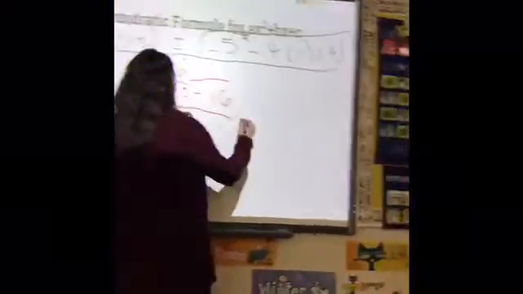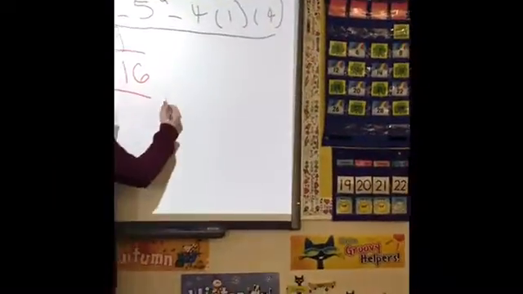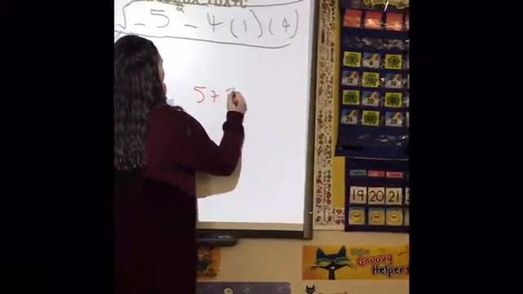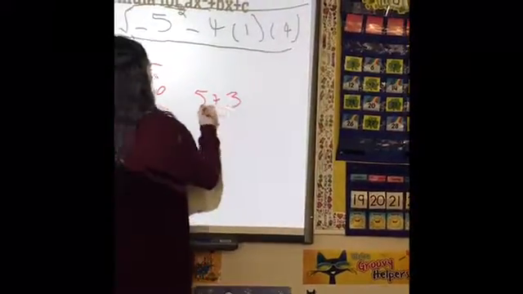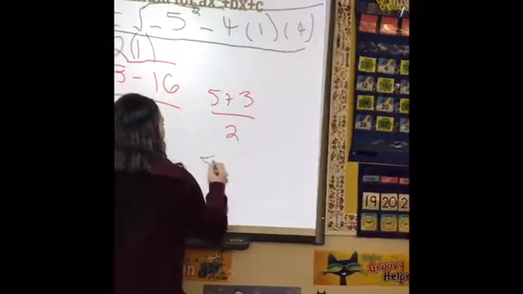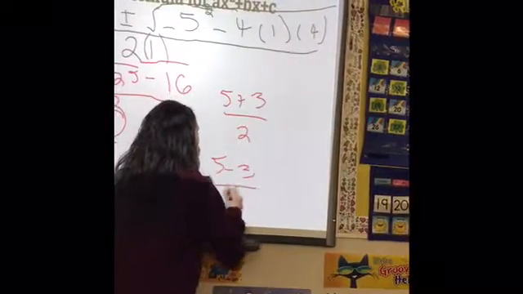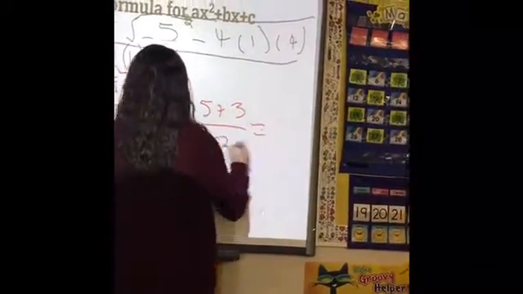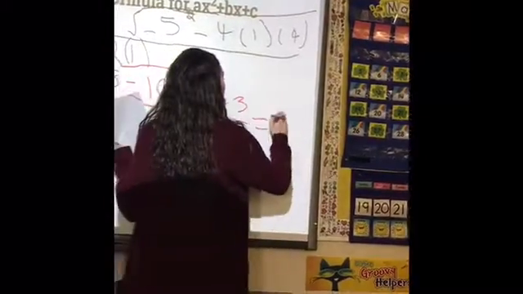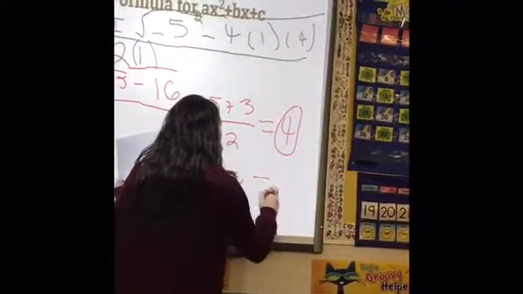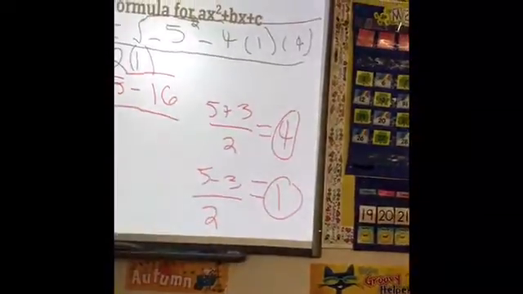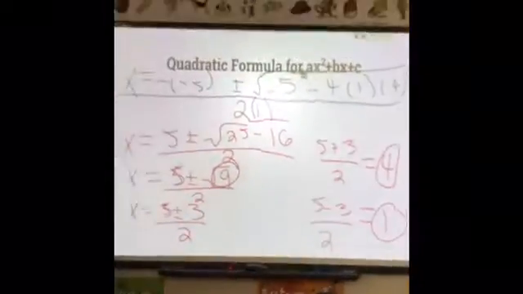So then over here we're going to have 5 plus 3 over 2, and then 5 minus 3 divided by 2. And then, so this one equals 4, and this one equals 1. And those are your answers.